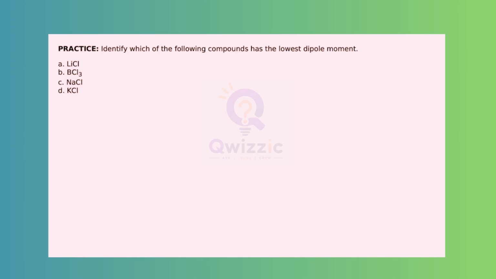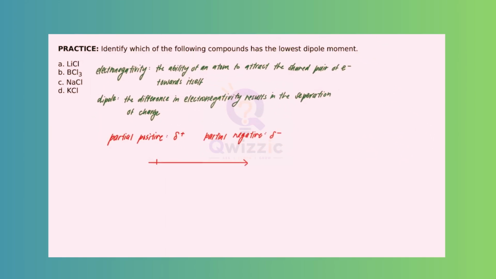Hello everyone, so in this video we're going to find which of the following compounds has the lowest dipole moment. So I'm going to go ahead and paste some symbols and definitions here that are pretty essential to knowing for this problem. So the ability of an atom to attract the shared pair of electrons towards itself is what we call electronegativity. The dipole moments occur in bonds as a result of differences in the electronegativities of the bonded atoms.